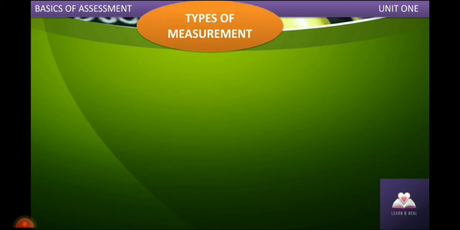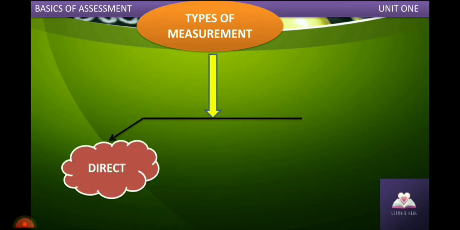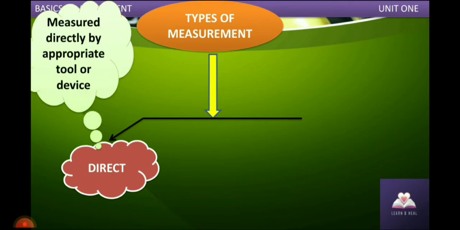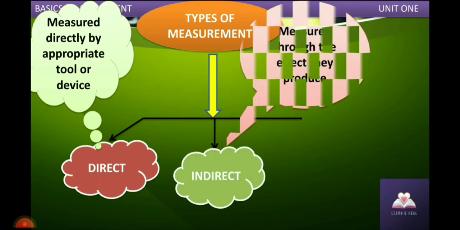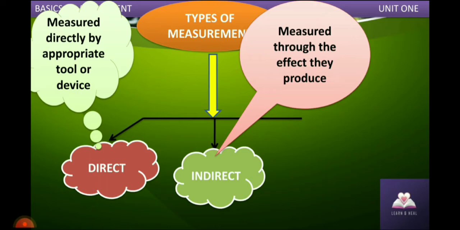Then if we go to the types of measurement, basically we can classify them into types. One is direct. Direct measurement is when we measure directly by an appropriate tool or device. Like we can measure height and weight directly. Then the other type is the indirect method. In the indirect method, we are measuring through the effect they produce. For example, the measurement of hot or cold, sound or light. It is measured through the effect they produce.